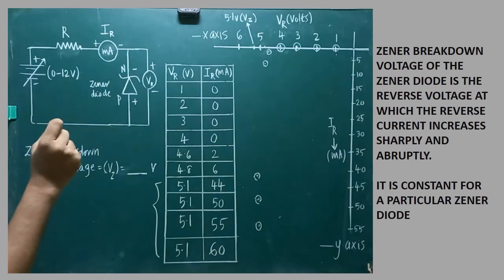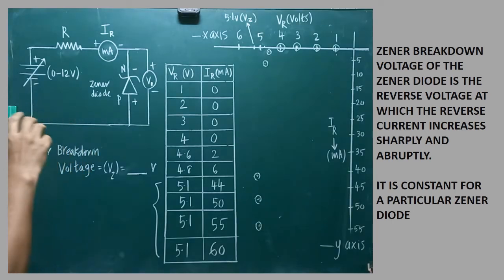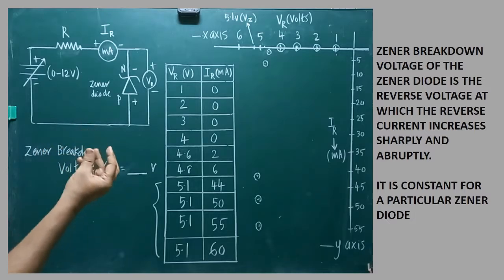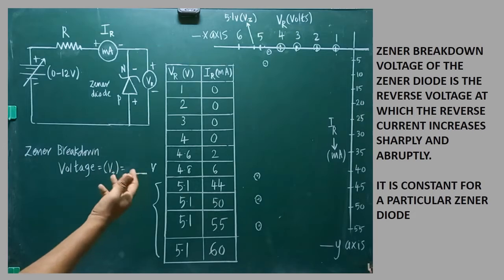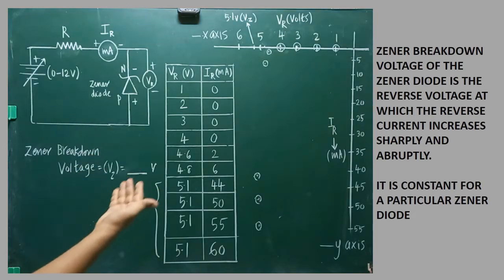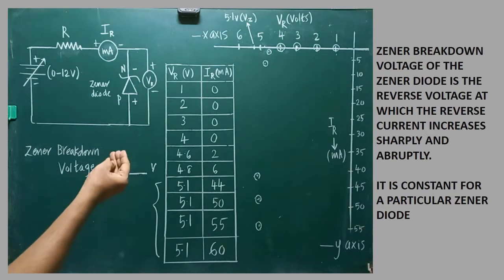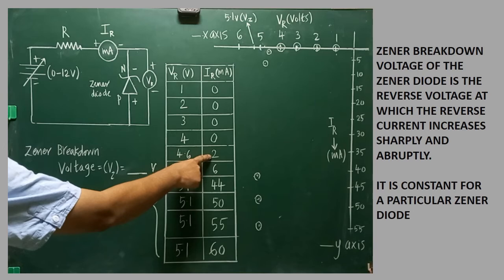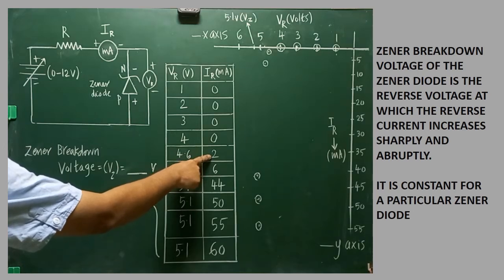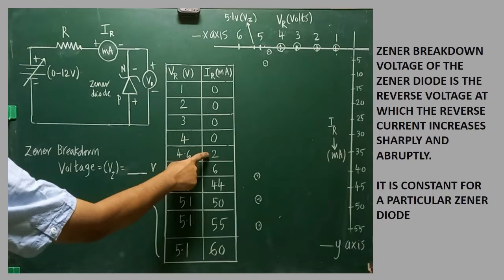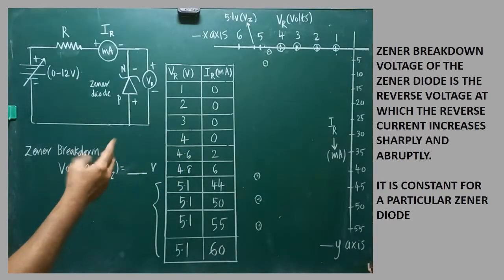Zener breakdown means, within the crystal structure, within the Zener diode, what happens? The covalent bonds start breaking. When covalent bonds are breaking, more electron hole pairs will be created. Due to the production of electron hole pairs, a very tiny current is created. That current appears here in the form of 2 milliampere. So this milliammeter shows 2 milliampere. Now only the current starts flowing.